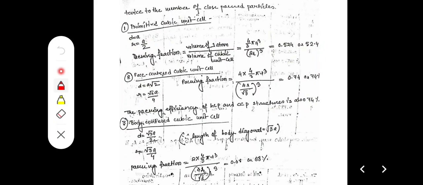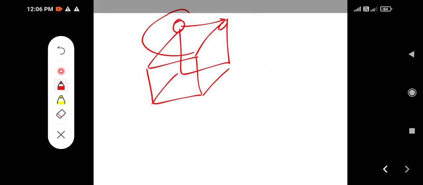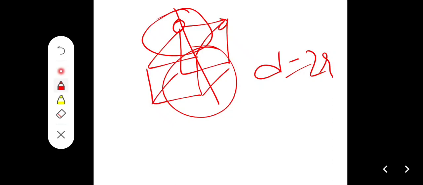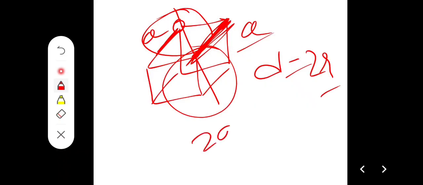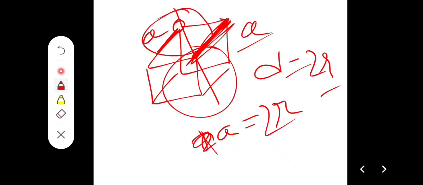Now the primitive cubic unit cell. If we consider primitive, the corner atoms are present, and the distance between them is d equal to 2r, where the radius is r and the cubic edge length is a. As two atoms are touching along the edge, 2r equals a.